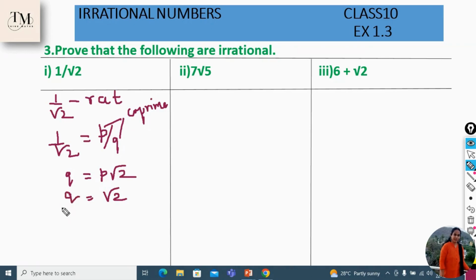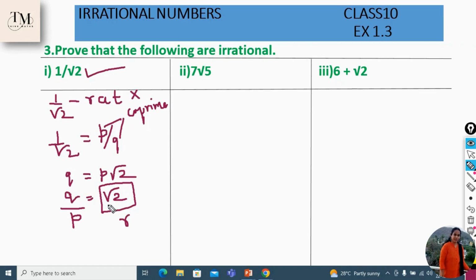So root 2 will be equal to Q by P. As Q and P are co-prime, this value will be a rational number. So if Q by P is rational, then it is equal to root 2. So root 2 will also be a rational number. But we already proved that root 2 is irrational. So our assumption is wrong. Therefore, 1 by root 2 is irrational.